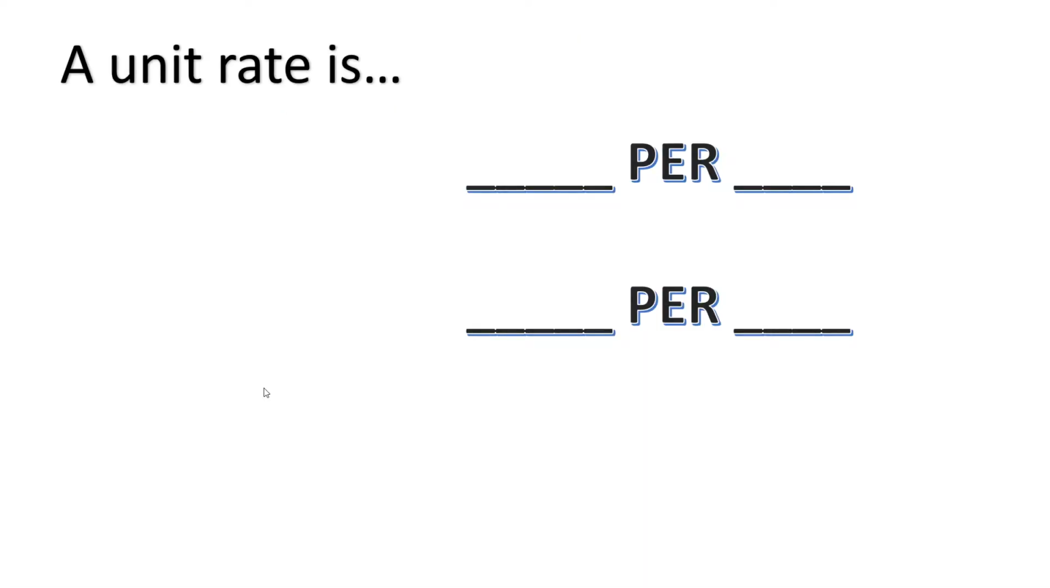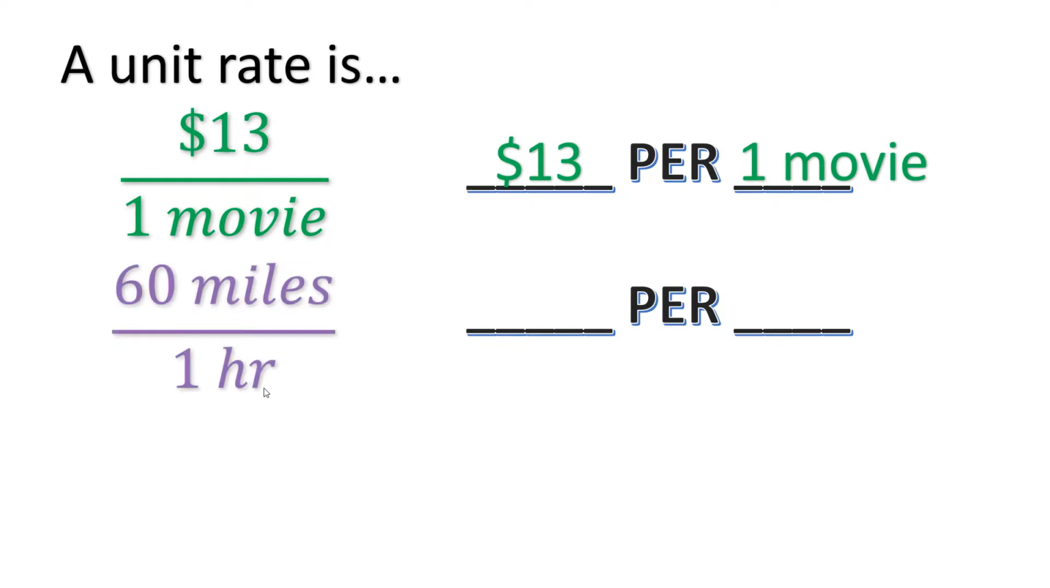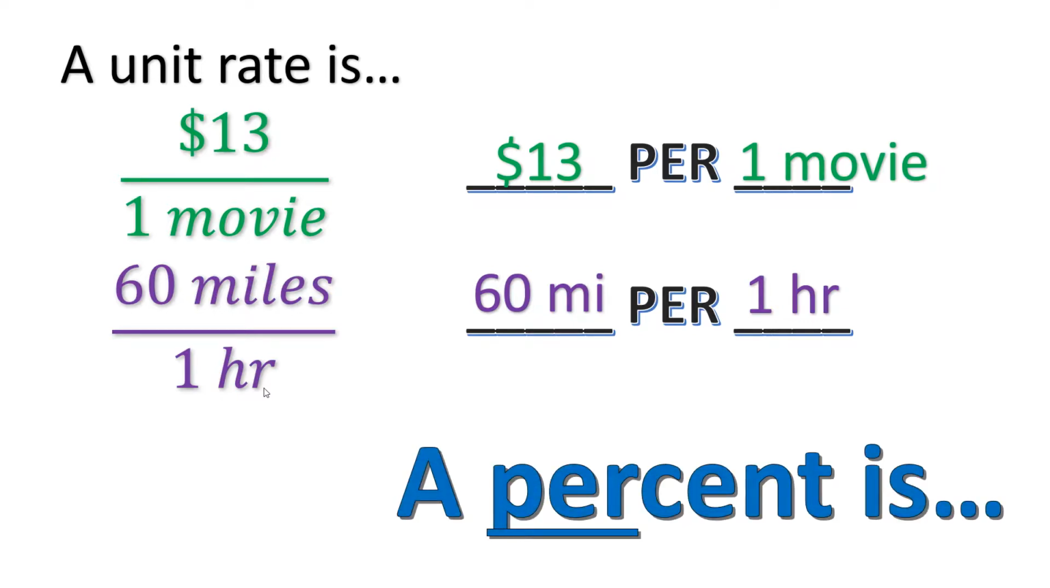So a percent is a type of comparison, and a unit rate, just to compare, is something that is per one. So a unit rate is like $13 per one movie, or you could have 60 miles per 1 hour. So a unit rate has that per in it. So when we think about percent, the key thing here is it's per cent. The second part being cent.